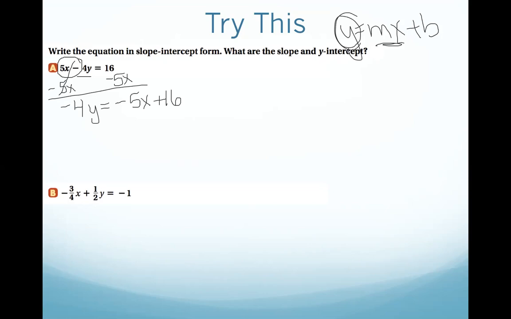Now what's preventing y from being by itself is that negative 4. How is it attached to y? This time it's being multiplied, so I have to do the opposite of multiplication. This time we can divide. Divide by negative 4, divide everything by negative 4. So that will reduce, and we get y equals, we have a negative divided by a negative. Negative divided by a negative gives us positive 5/4 x. Positive 16 divided by negative 4 is negative. 16 divided by 4 is 4.